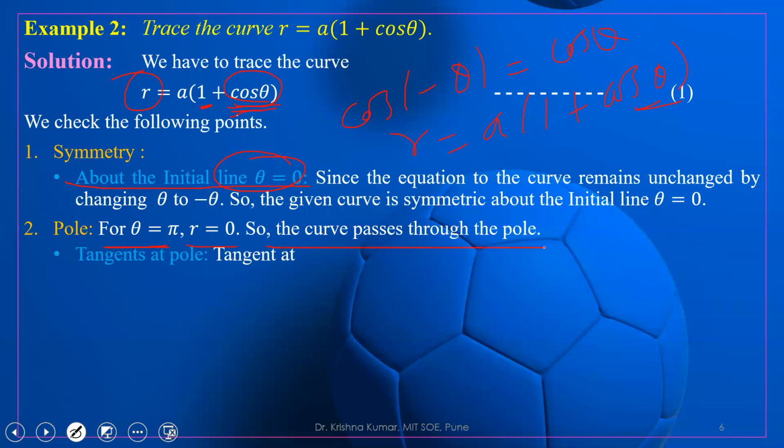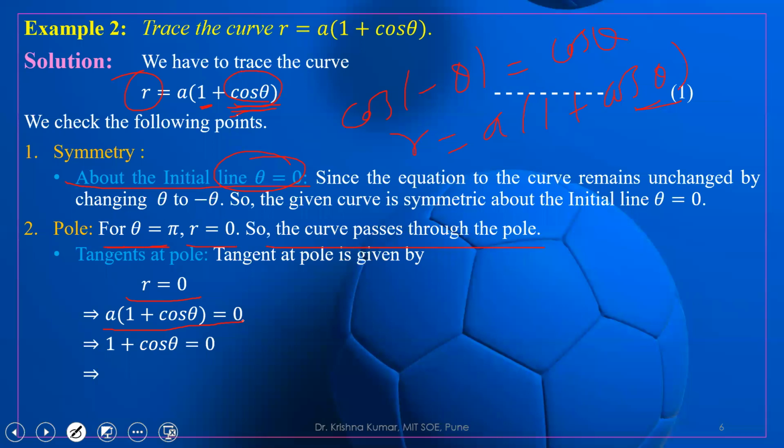What is the tangent at the pole? We just have to put r equal to 0. R equal to 0 means a times 1 plus cos theta equal to 0. a cannot be 0, so 1 plus cos theta equal to 0. So cos theta equals minus 1, or cos pi. So theta is equal to pi. We could also take cos 3 pi, but 3 pi is more than 2 pi, so no need to consider it. So we have only one tangent at the pole, which is theta equal to pi.